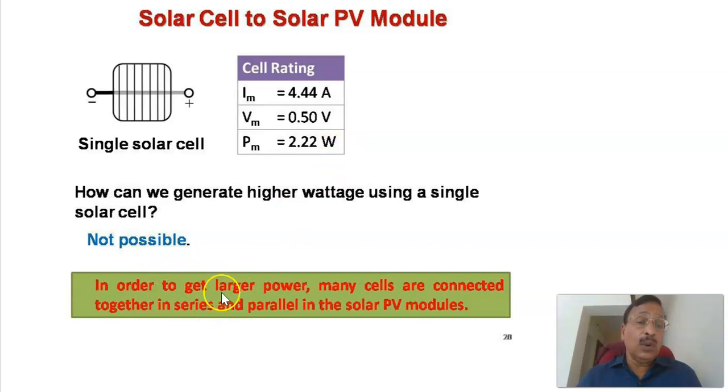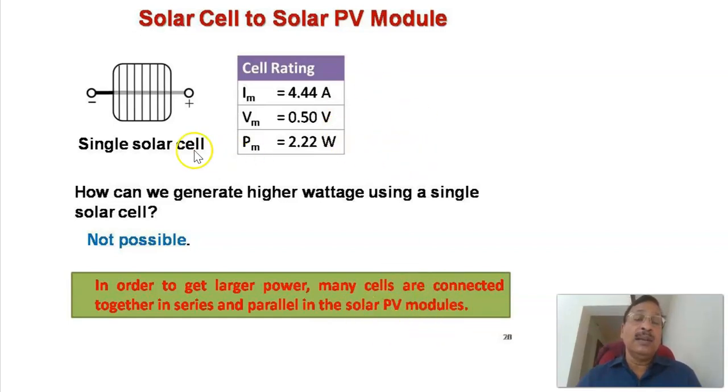But whenever you want a higher power rating, what is the method? How can we generate higher wattage using a single solar cell? It's not possible with a single solar cell. In that case, in order to increase the voltage rating, these cells are connected in series, and in order to increase the current rating, these series cells are connected in parallel. Therefore, in order to get higher power, many cells are connected together in series and parallel in the solar PV module. We call it a PV module.